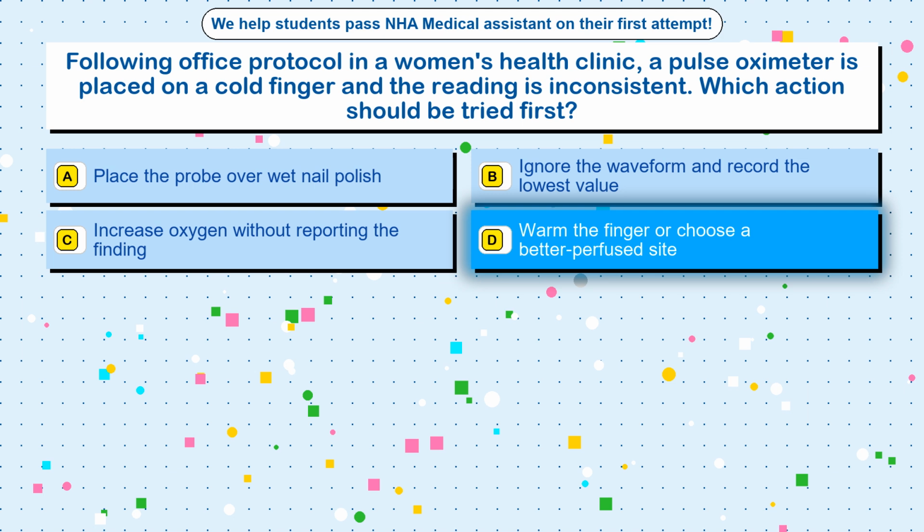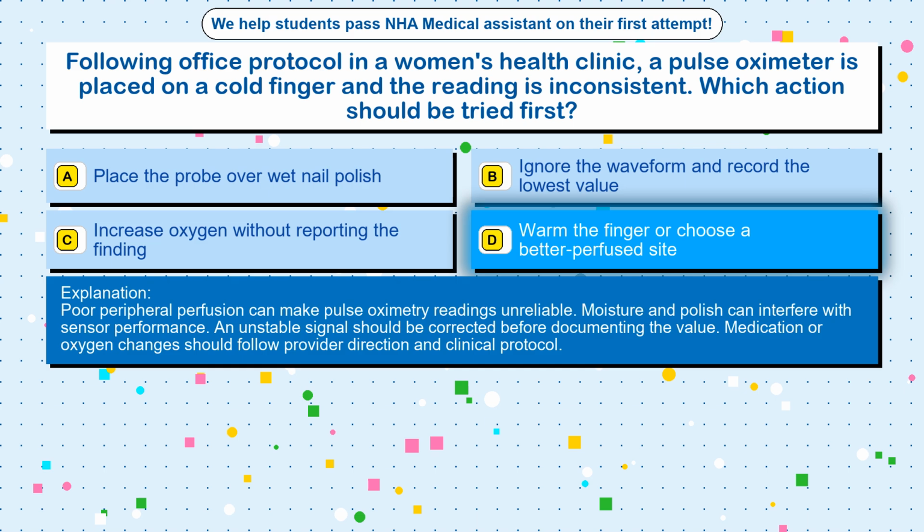The correct answer is option D, warm the finger or choose a better perfused site. Poor peripheral perfusion can make pulse oximetry readings unreliable. Moisture and polish can interfere with sensor performance. An unstable signal should be corrected before documenting the value. Medication or oxygen changes should follow provider direction and clinical protocol.